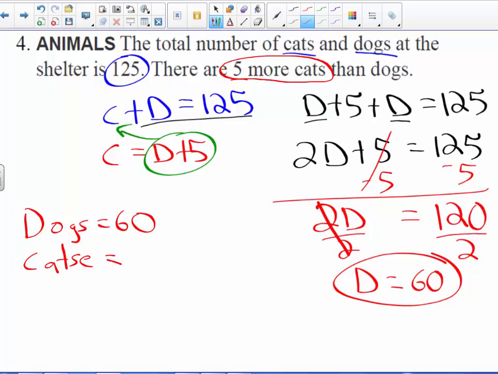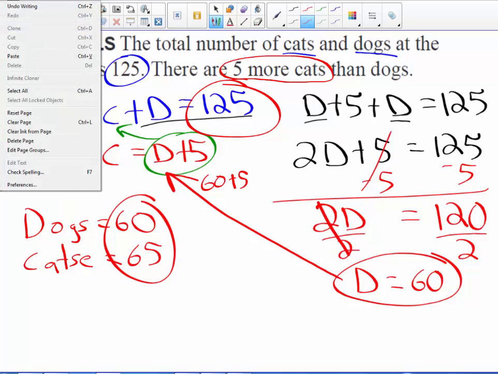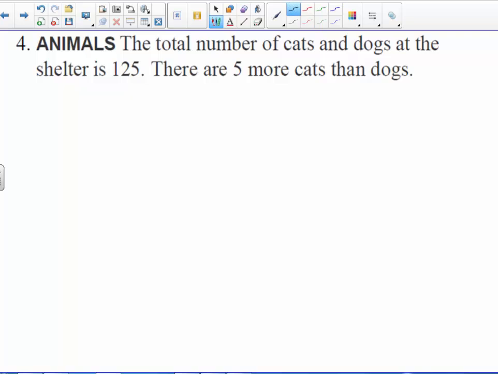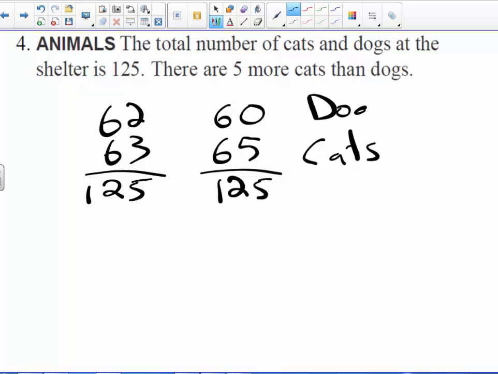Cats equal, take your 60, plug it in for the d on the top equation. 60 plus 5 equals 65. Together, 60 plus 65, that does equal your 125, and that is how you solve this problem. Had we gone the other route, 125, that's about 62 and 63, that gives you 125. More cats than dogs, so I need to get a difference of 5. Take 2 away from 60, add 2 to 63, and that's another way that you could have got 125. 5 more cats than dogs, so that's cats, that's dogs. That would be the guess and check.